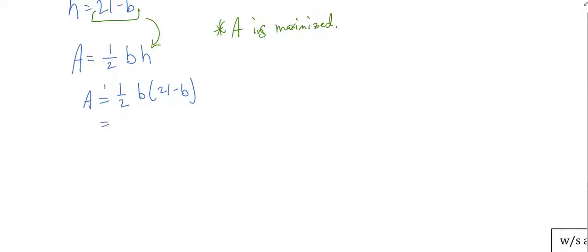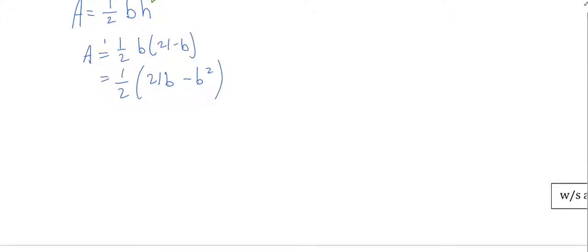I'm going to leave the 1/2 out for now, and I get b times 21, which is 21b, and b times negative b, which is negative b squared. And then I have to multiply the 1/2 through. So 1/2 times negative b squared is negative 1/2 b squared. And then plus 1/2 times 21 is 10.5b.